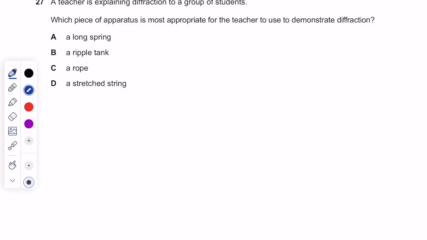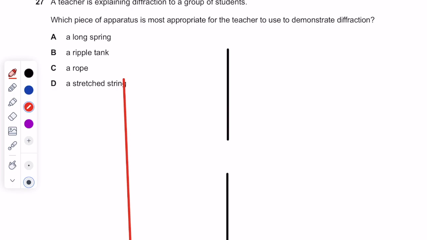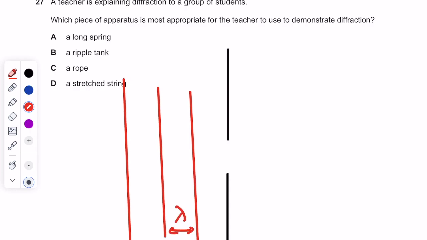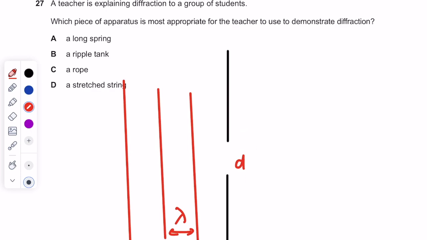Let's think we have a gap in a barrier. The wave is blocked everywhere, but it can pass through this gap, right? And a set of wave fronts are approaching the gap. And we know if the gap size is almost similar to the size of the wavelength, the wave can spread out, right? This is called diffraction. By experience, we know the teacher always uses a ripple tank.